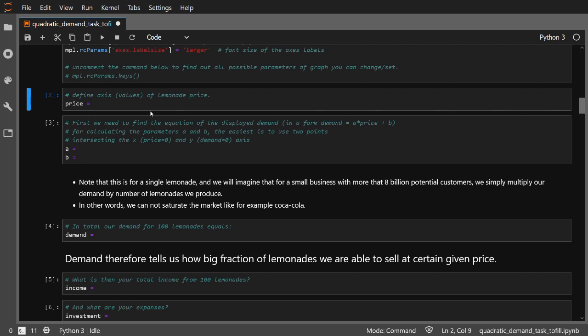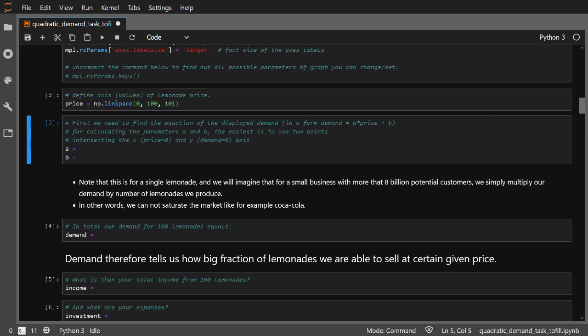So profit is a function and it depends on the price we set for our lemonade. So first task is to define the values for the independent variable, which is the price of lemonade. We are going to linearly space it, with the linspace method, and prices are positive, so we start from 0. We had maximum price 100, and let's make 101 values in between.